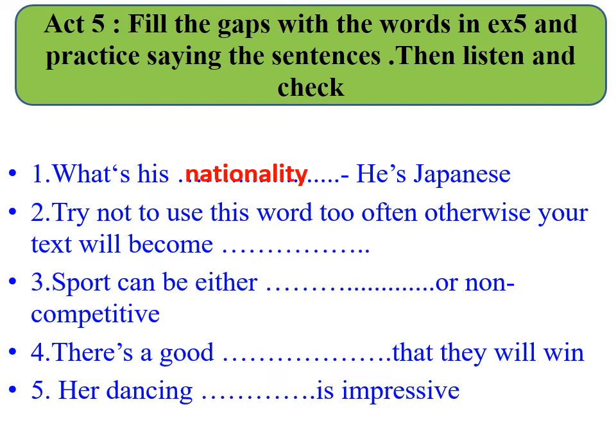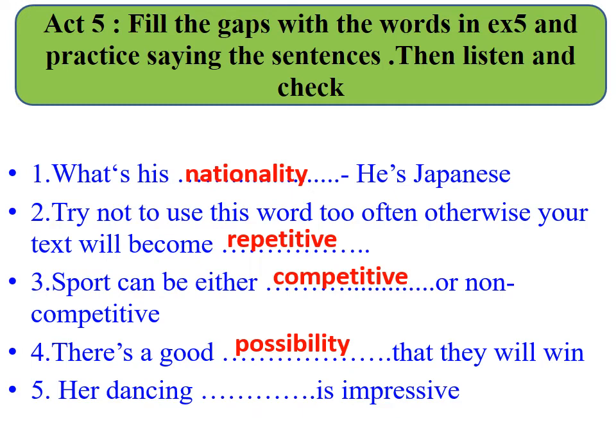Number two, try not to use this word too often. Otherwise, your text will become repetitive. Okay, không sử dụng từ này quá thường xuyên. Hay là cái gì, cái bài viết của bạn sẽ trở nên lặp đi lặp lại. Number three, sport can be either competitive or non-competitive. Number four, there's a good possibility that they will win. Có khả năng là họ sẽ thắng đấy.